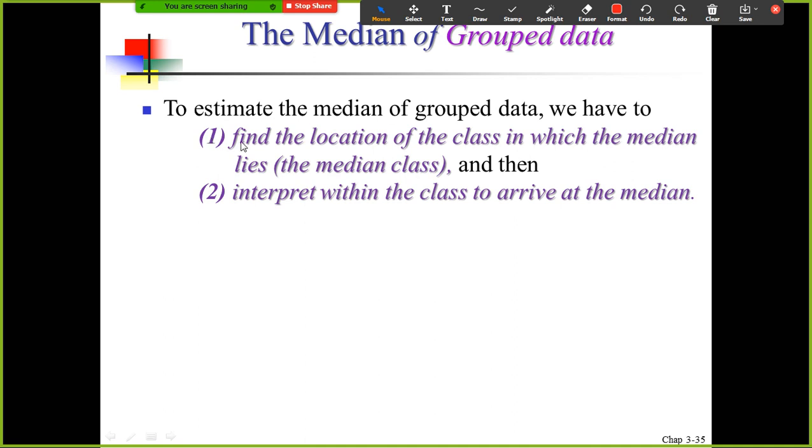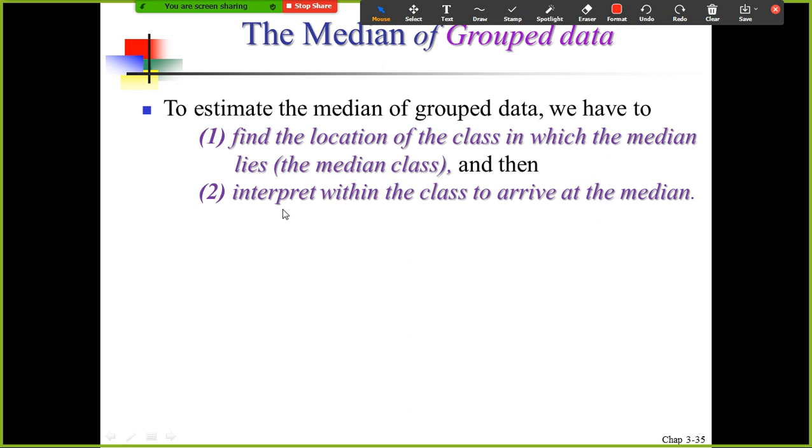One, find the location of the class in which the median lies. That means if we can find the class that the median is inside, this class we call the median class. So first, when we have a group data set, a frequency distribution, you need to find which class is the median class. What is the median class? The median class is the class that the median point or median value is inside. And then interpolate within the class to arrive at the median.